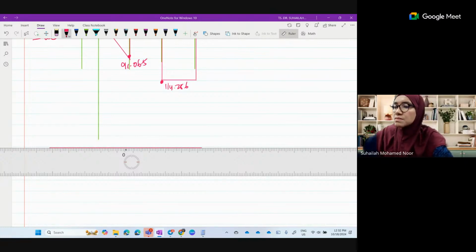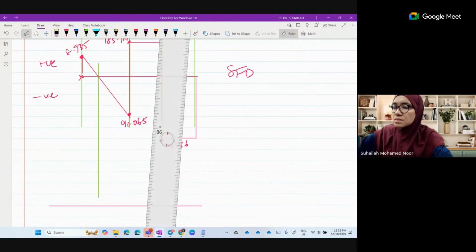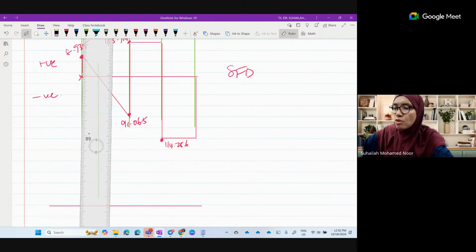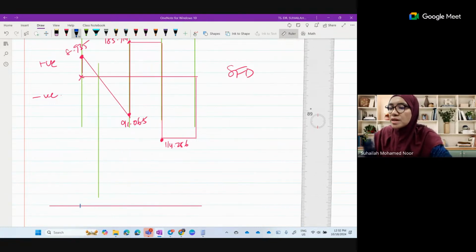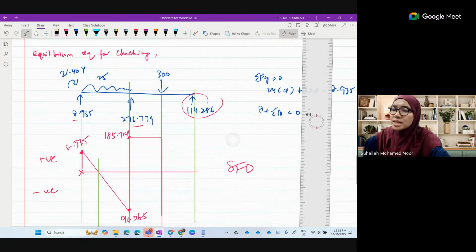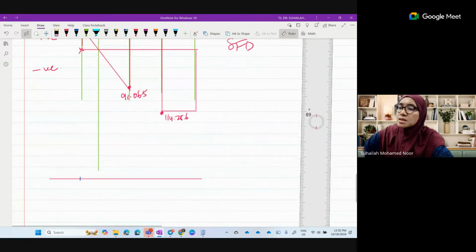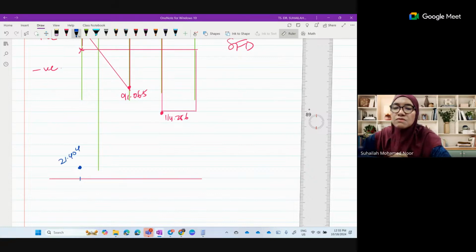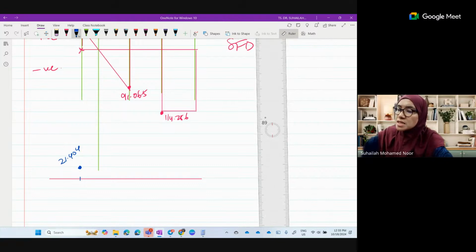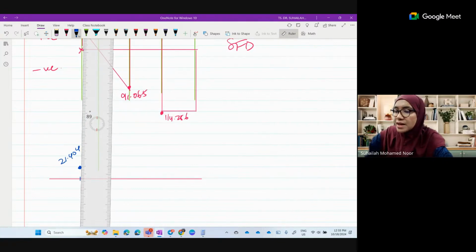Okay, the first point has a moment, right? The first point has a moment. So this is the first point. So the moment is 21.4. So it is here. Here, 21.40, as the first moment value.